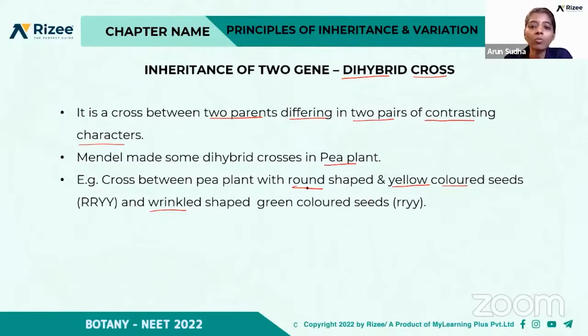So here the round is the dominant character and it is represented as capital R, and yellow color is a dominant character and it is represented as capital Y. And wrinkled shape is a recessive character and it is represented as small r, and green color is a recessive character and it is represented as small y. Okay, so he took two characters, so that is the basis for the dihybrid cross.